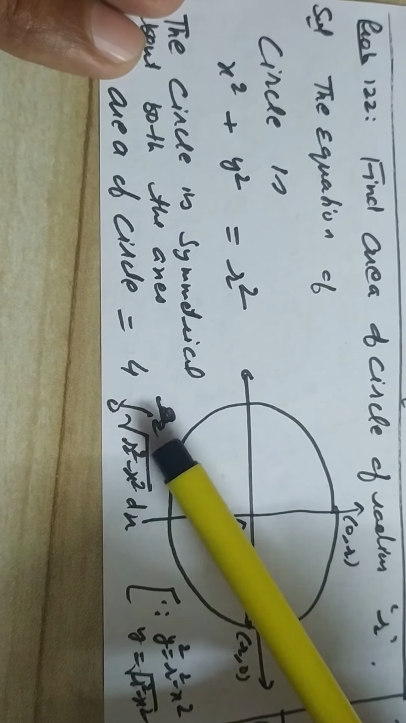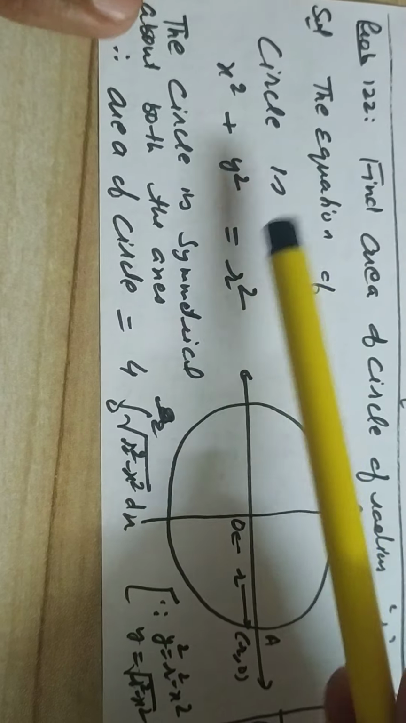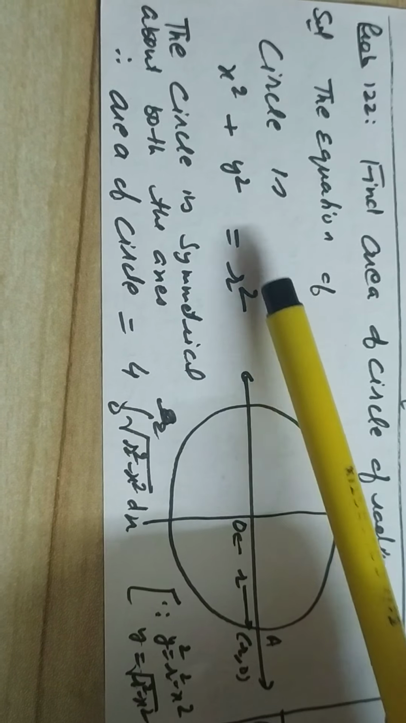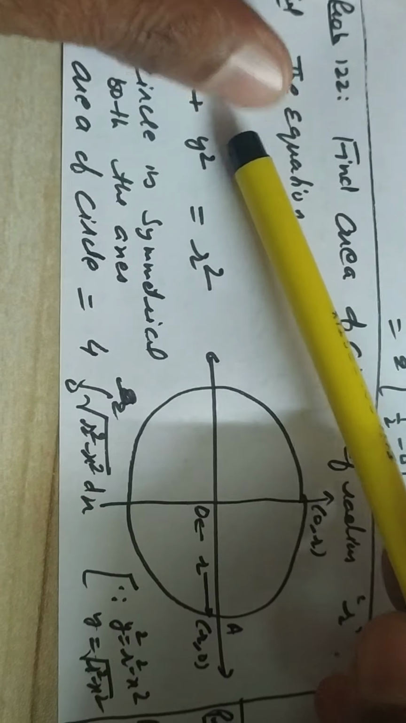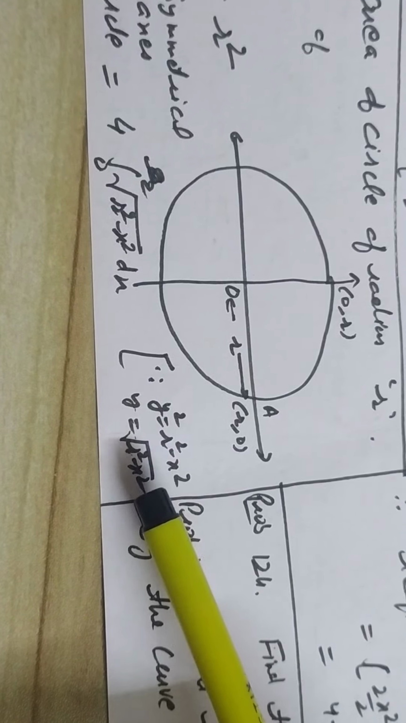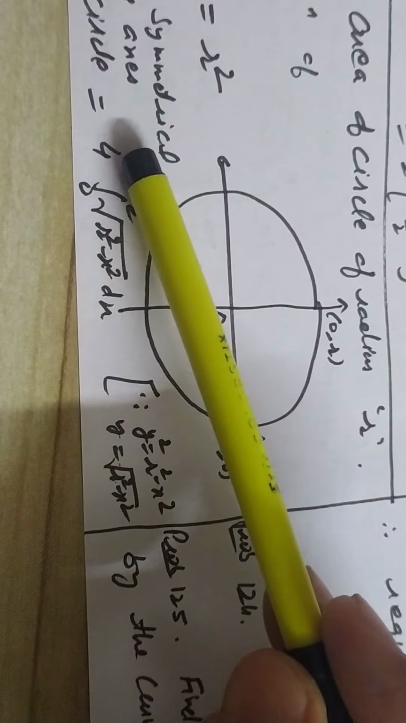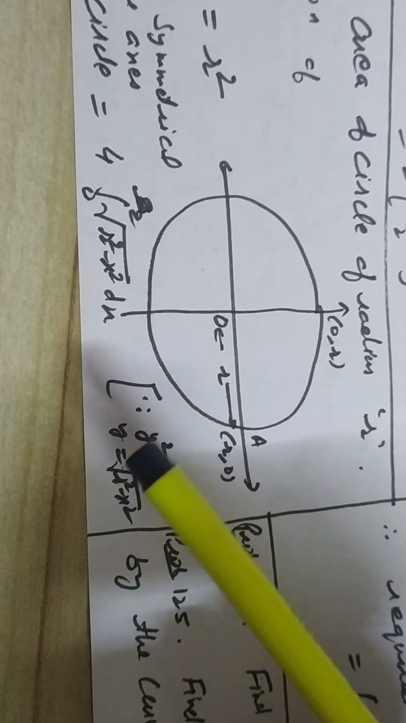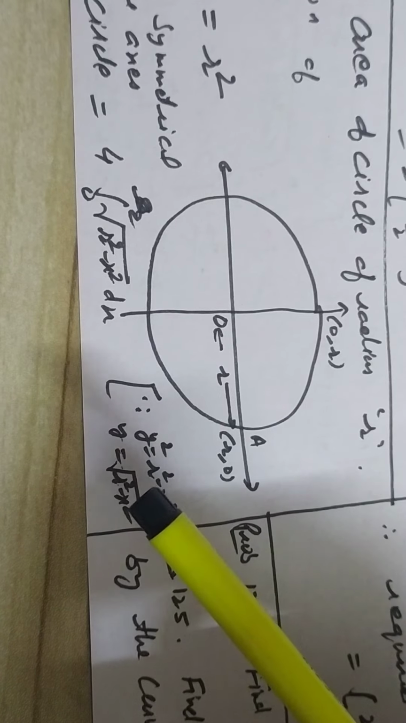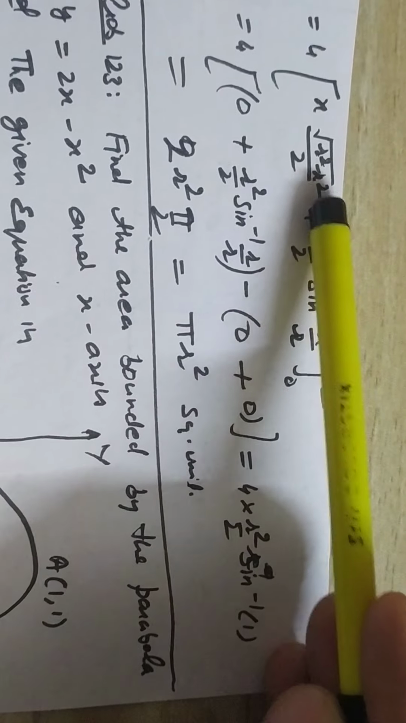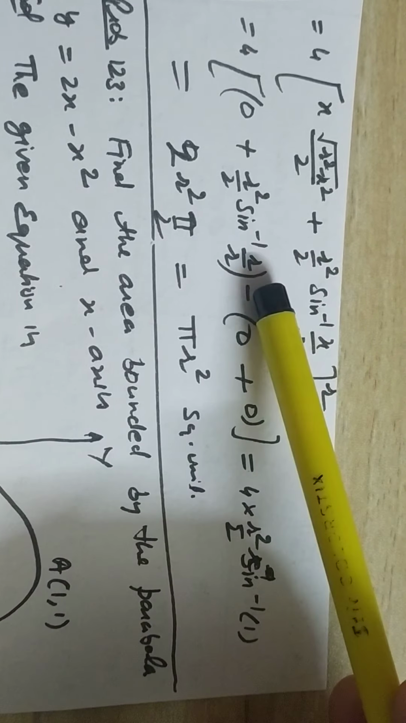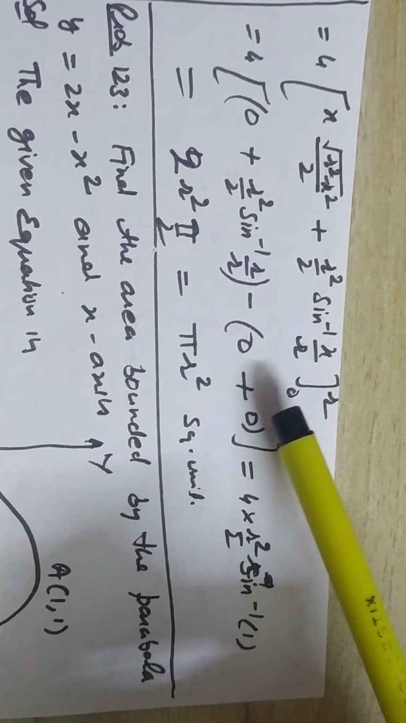Where from I have taken this square root of r square minus x square, because you know that the equation of circle is x square plus y square equal to r square. And from here you find the value of y, that will be square root of r square minus x square. And area of circle is 4 times integral 0 to r of y dx, and y is taken from here, that is square root of r square minus x square. Now you apply the formula for the integral of square root of a square minus x square, that is x by 2 into square root of a square minus x square plus a square over 2 sin inverse x over a, and then 0 to r.